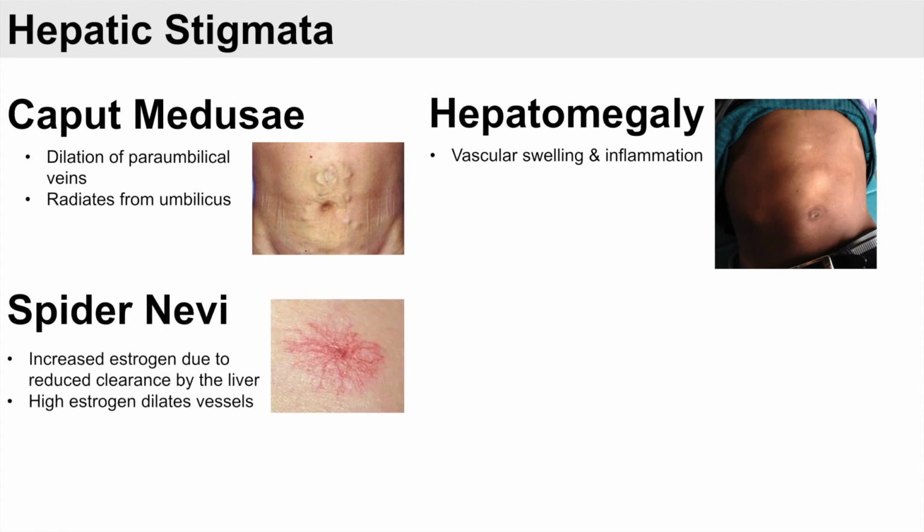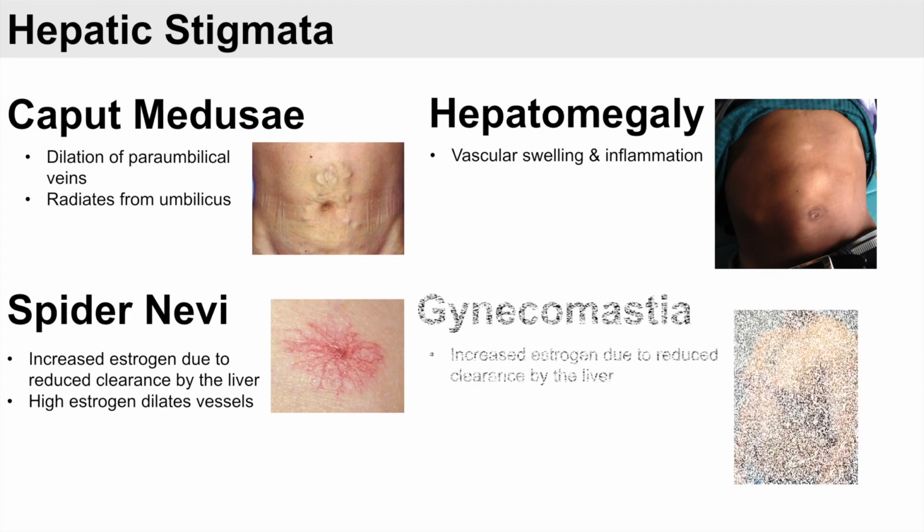Another stigmata of liver disease is spider nevi, and spider nevi are simply dilations of blood vessels that lead to a radiation of vessels, and this is why it's called spider nevi. It resembles a spider's web or a spider, and the dilation of the blood vessels is actually due to high estrogen. Now, normally the liver metabolizes and clears estrogen, but in liver disease, there is reduced clearance of estrogen, leading to higher levels of estrogen and leading to spider nevi, or the dilations of these blood vessels.